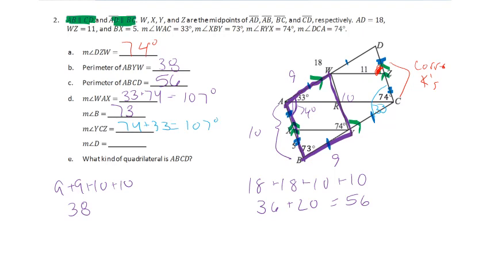Lastly, they want us to find the measure of angle D. If we look at the measure of angle D, again, opposite angles of a parallelogram are congruent, so that should just be 73. And if you haven't guessed it by now, what kind of quadrilateral is ABCD? It is a parallelogram. I would really hope by now everybody figured that out because we had two sets of parallel sides.